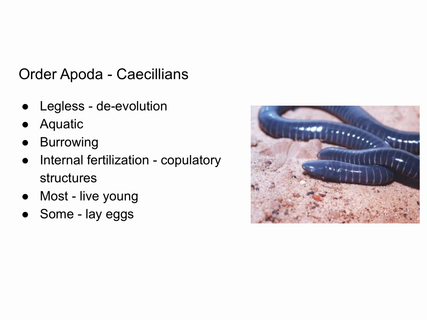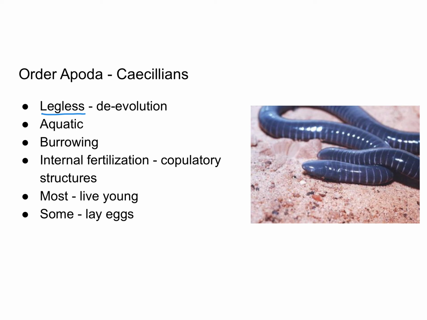And then order Apoda are the caecilians, and I know we said that amphibians have 4 limbs, but these are actually legless, so they do not have 4 limbs. But this is likely due to a de-evolution, meaning that one of their ancestors probably had those 4 legs, and then for whatever reason, the presence of those legs went away during their evolutionary history. So now they look almost more like a snake or a worm, but they are an amphibian.